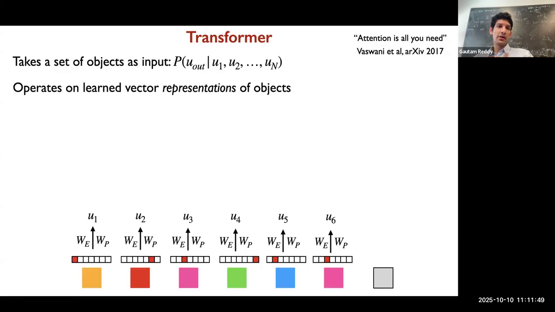And in particular, it operates on vector representations of objects. Here, these objects, I've marked with different colors. You embed each object in a vector space. It's some very large vector space, usually something like 10,000 dimensional in one of the large language models. You also often assign some notion of position. So if it's a sentence, you say that this is the first word, this is the second word, and so on. And now you have a vector representation for each word and its position in the sentence.